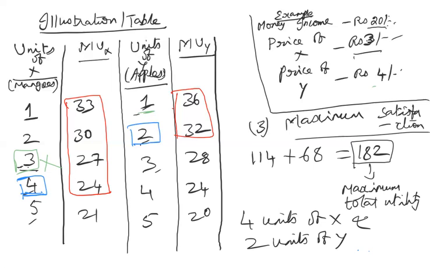First and foremost, it helps the consumer in getting to know how he has to spend his limited money income. So it helps the consumer reach the optimum level of consumption, how he has to distribute his money income. That guideline is provided by this law.